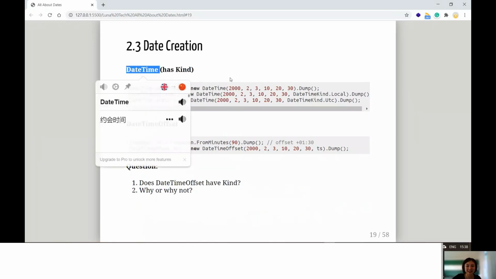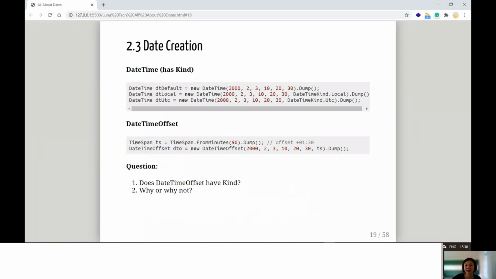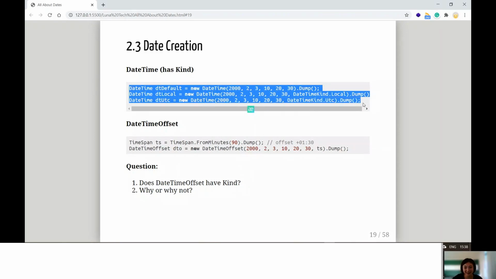So datetime has something called kind, because people find, okay, I can't actually tell whether it's UTC or local, right? So when you create, let's just try to run this.